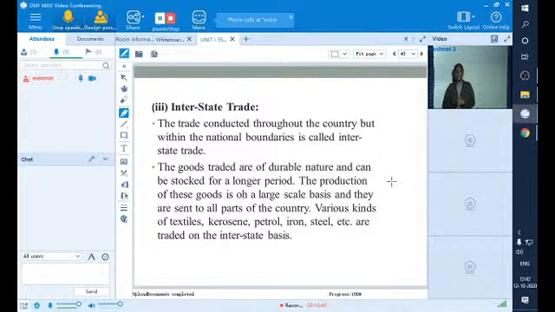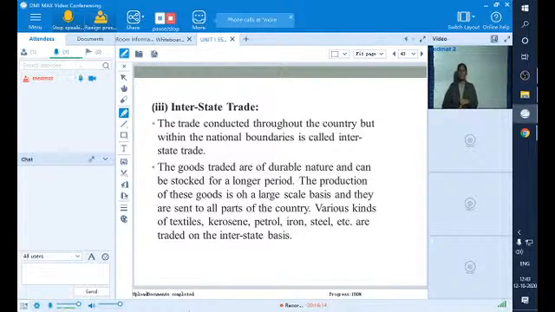The third one is interstate trade. The trade conducted throughout the country but within the national boundaries is called interstate trade. The goods traded are of a durable nature and can be stocked for a longer period. So here we can stock the goods for a longer period.